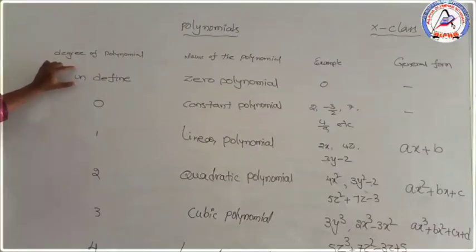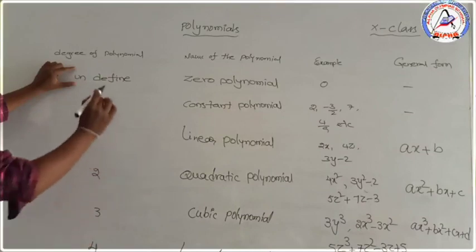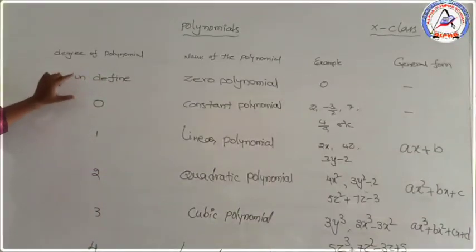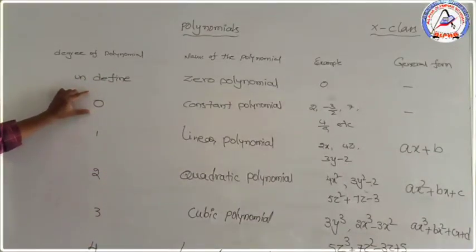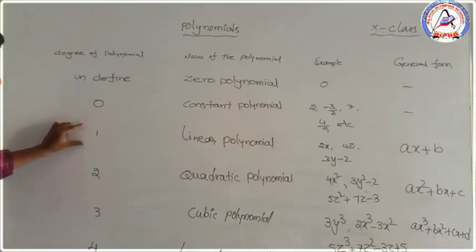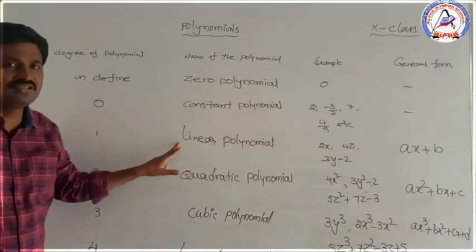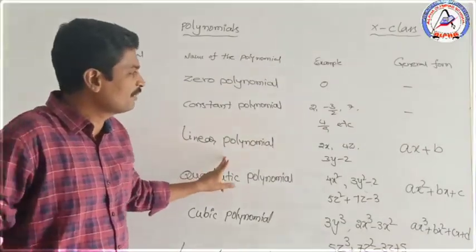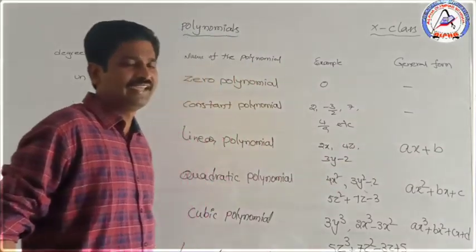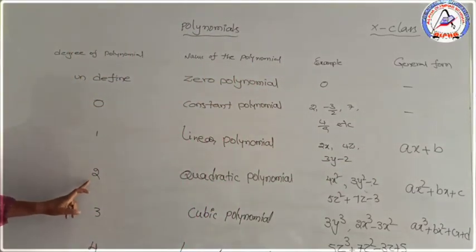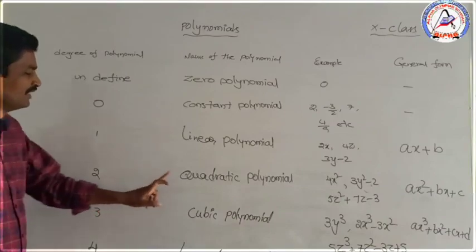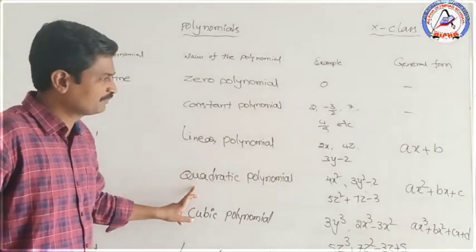If a polynomial's degree is undefined, then the polynomial is called the zero polynomial. If the degree of a polynomial is 0, then it is called a constant polynomial. If the degree is 1, then it is called a linear polynomial. The general form of a linear polynomial is ax plus b. If the degree is 2, then it is called a quadratic polynomial.